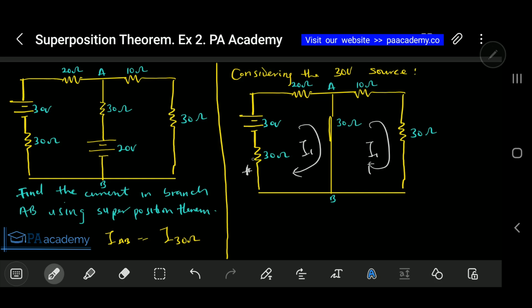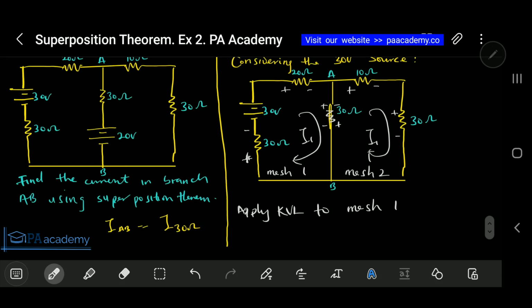So it will be plus, minus. This will be plus, minus. This will be plus, minus. Don't forget there's a resistor here. Plus, minus, plus, minus, plus, minus. Very good. Okay, so now let's apply KVL to mesh 1. So this is our mesh 1. This is our mesh 2. Alright, so for our mesh 1 now.